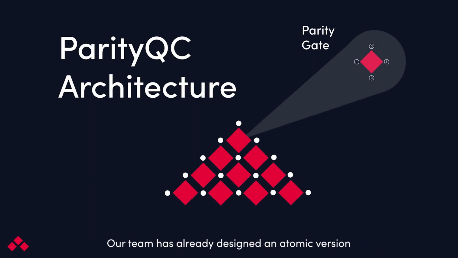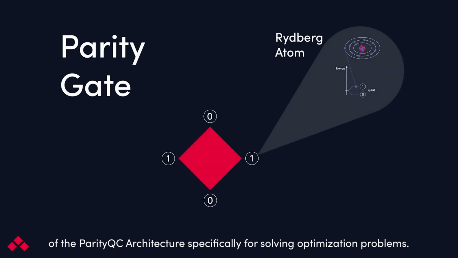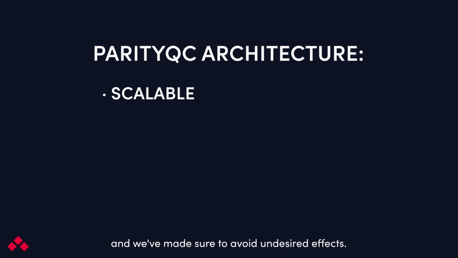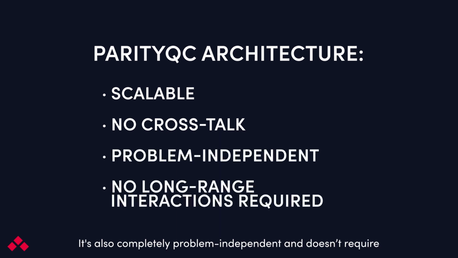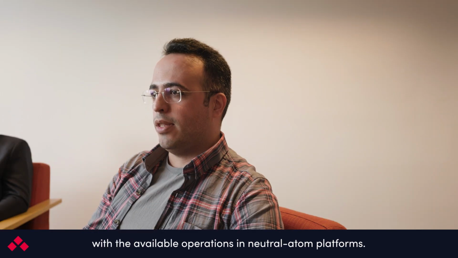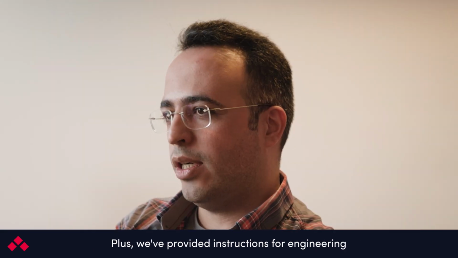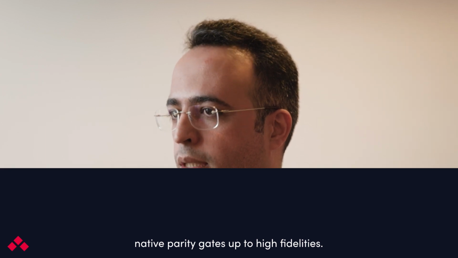Our team has already designed an atomic version of the Parity QC architecture specifically for solving optimization problems. The architecture is totally scalable, and we've made sure to avoid undesired effects. It's also completely problem independent and doesn't require any long-range interactions, which perfectly fits in with the available operations in neutral atom platforms. Plus, we provide instructions for engineering native parity gates up to high fidelities.